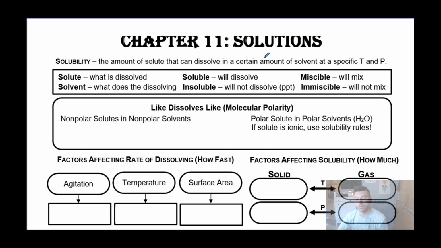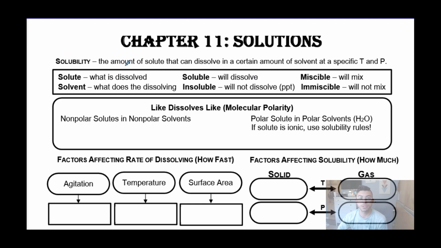Chapter 11 was where we really started to shift our focus to learning a lot of new content and applying a lot of the content that we have learned throughout the year to really specific scenarios. So chapter 11 is where we started that, and we started that with solutions. This was really looking back and applying a lot of what we did in matter and bonding and reactions and moles and stoichiometry and gases, and it sort of culminated in understanding really what a solution is and how they behave. We started off our discussion with looking at solubility.